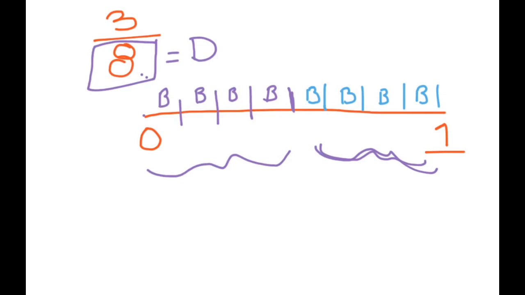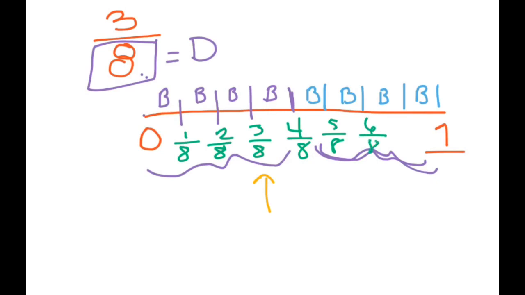Okay, so now we can try to figure out where 3/8 is. Right here, this would be 1/8, this would be 2/8, this would be 3/8, and this would be 4/8. And of course, we were looking for 3/8. We could continue if we wanted to. So this would be 5/8, this would be 6/8, this would be 7/8, and this would be 8/8, which we know is equal to 1 whole.